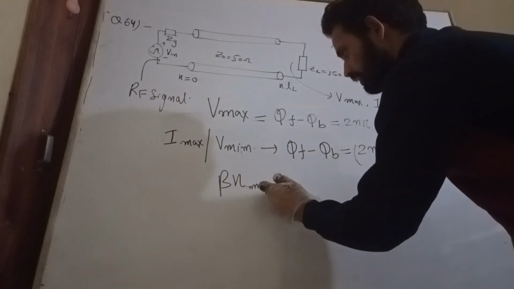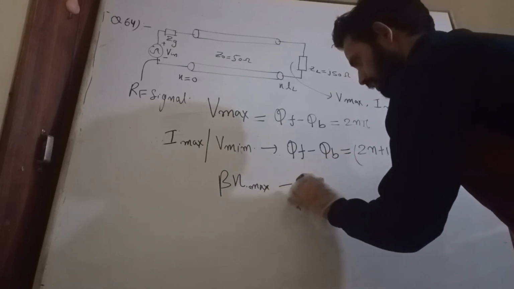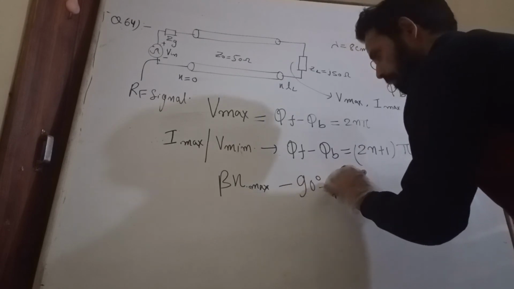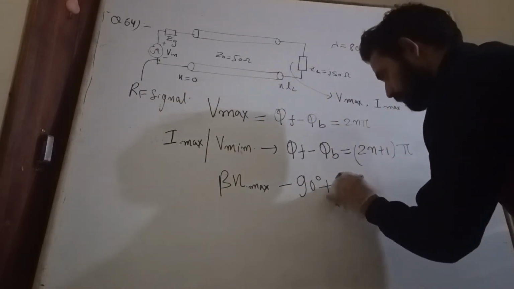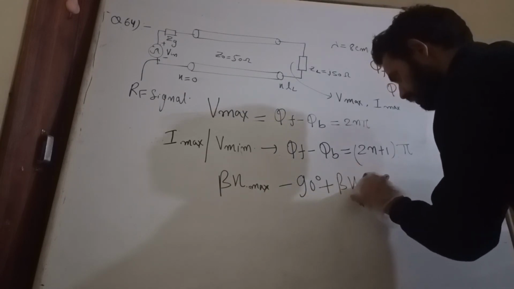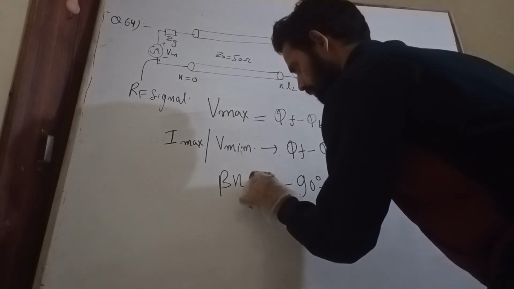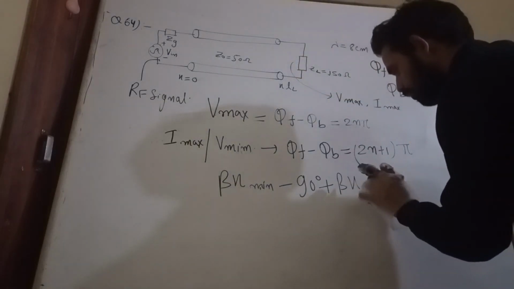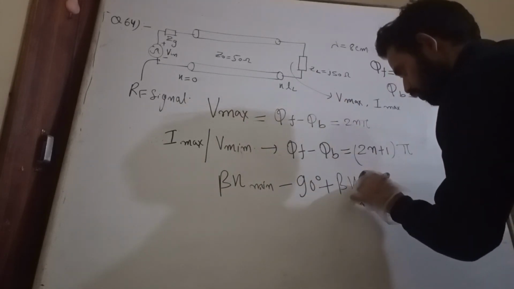So beta x maxima minus phi b is what? 90 degree. Plus, as we know, phi b is minus beta, so minus plus gives plus beta x maxima. So let us write this as x minima. It will sound better, because we are calculating in terms of voltage. So x minima.